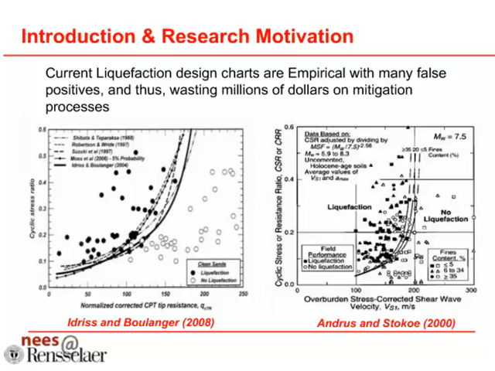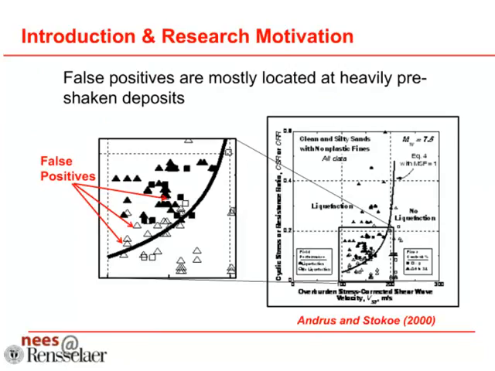If you look closely at this chart, we have what are called false positives. If you are above the line, then your site is going to liquefy. If you're below the line, your site is not going to liquefy. We usually refer to solid symbols as sites which have liquefied, and they fall above the line, so that's correct. The hollow symbols are sites which didn't liquefy. Some of these hollow symbols that you see on the left of the slide are above the line and they didn't liquefy, and that's what we call a false positive.